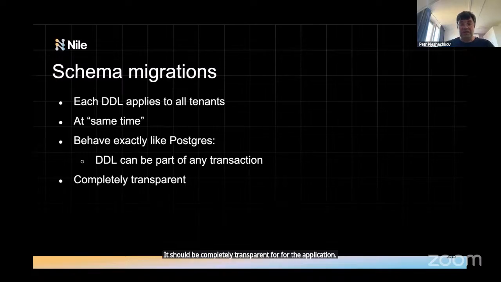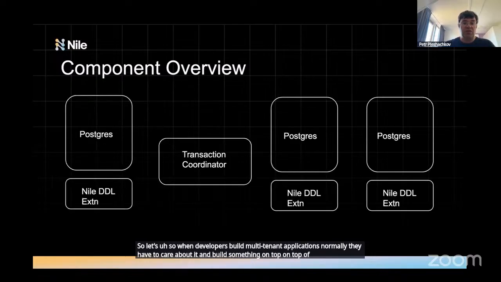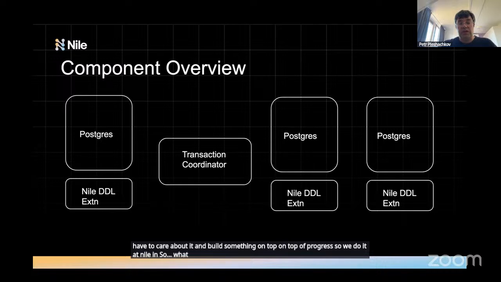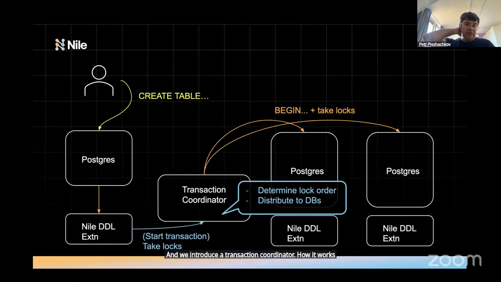So when developers build multi-tenant applications, normally they have to care about it and build something on top of Postgres. So we do it at Nile. What we are doing, well, we use two-phase commit for this, and we introduce a transaction coordinator. How it works: we have a Postgres, and then we suddenly have a create table.